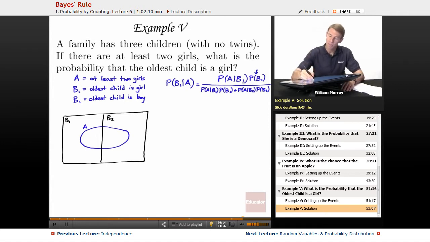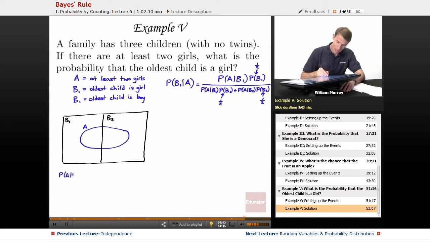The probability of B1 is fairly easy. That's the probability that the oldest child is a girl. That's 1/2, so we can fill that in. The probability that the oldest child is a boy is also 1/2, at least if you have no extra information about that. But now the probability of A given B1 and A given B2 are a little trickier. So let me calculate out those down here.